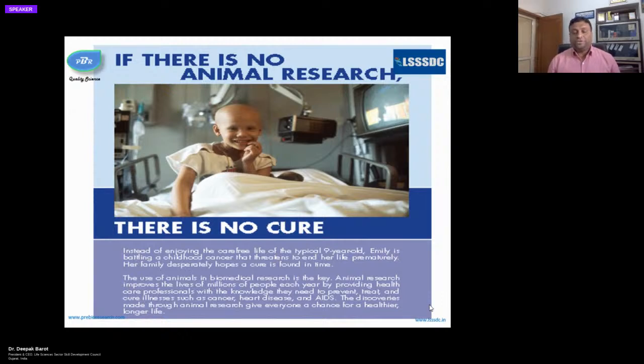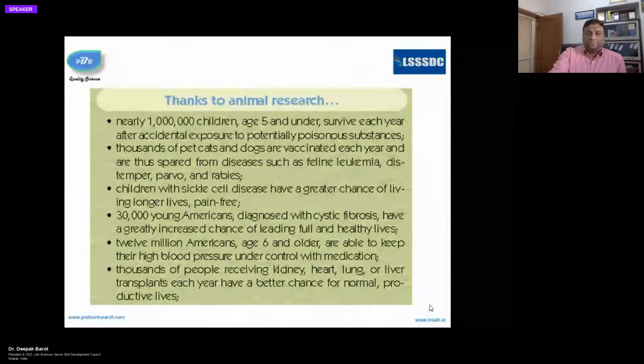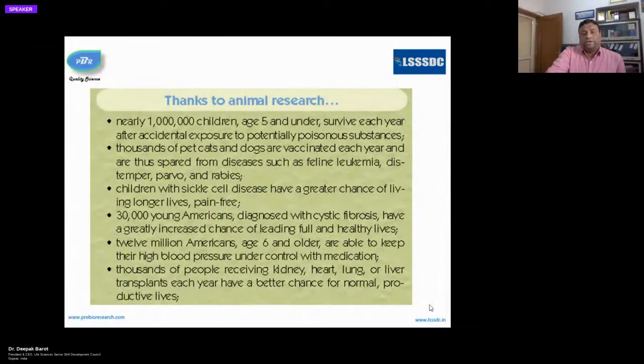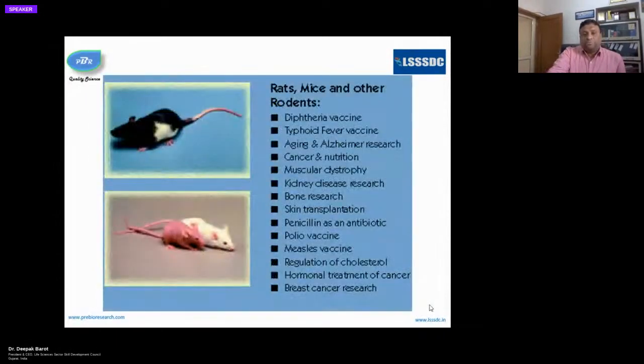But as I have mentioned and discussed earlier, of course, we should not do indiscriminate usage of animals. But wherever possible, we should definitely reduce the number of animals used in research. But completely not using animals in drug research is not an option at all. Just a few data on why animal research is very important.